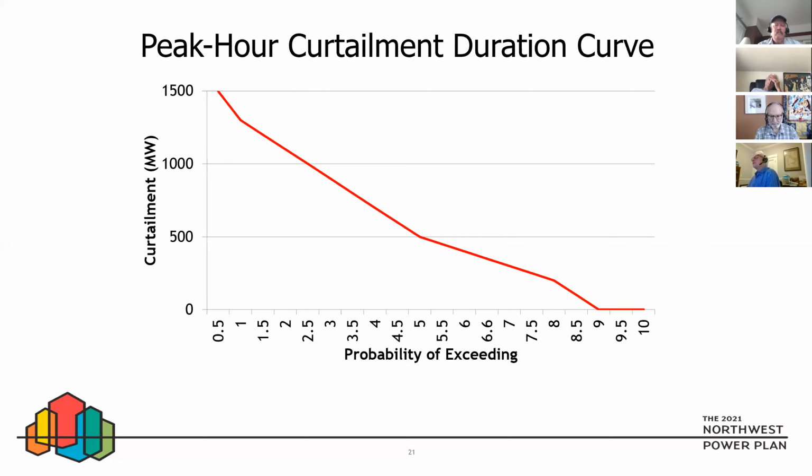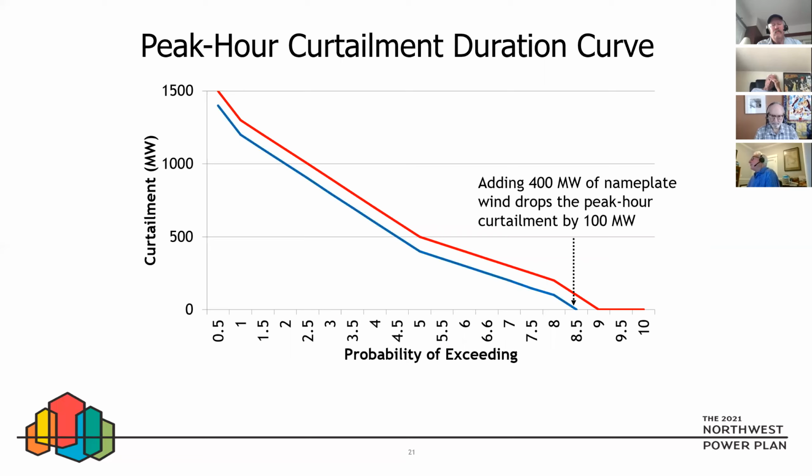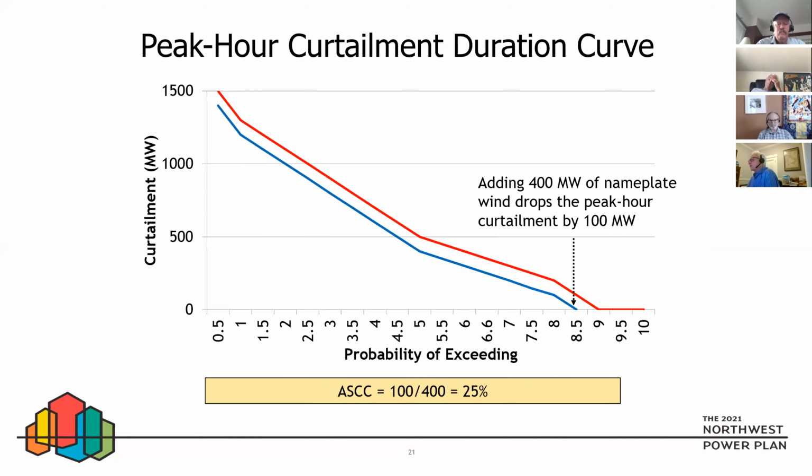But anyway, so this is a curtailment duration curve. Now, to calculate the ASCC, let's take wind. I add 400 megawatts of nameplate wind, and as expected, the duration curve drops. It's not always parallel. This is an illustrative example, but it drops 100 megawatts. So the ASCC in this case is 100 divided by 400. What that means is 25%.